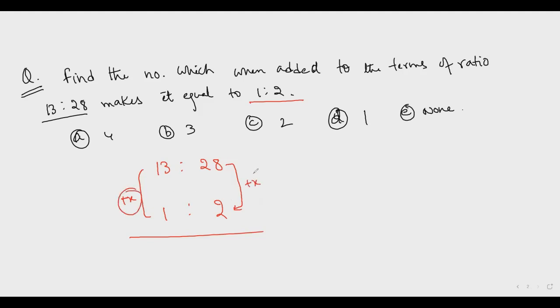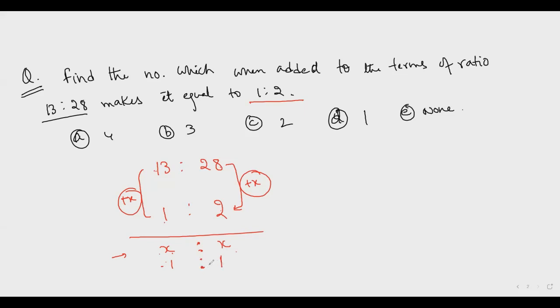So we add x to both. Is that okay? So for 1:2, the difference between 13 and 1 is going to be x, and between 28 and 2 is also going to be x. If you find the ratio, this is like saving, whereas in income and expenditure we work on the ratio of savings. Now the ratio of x is 1:1. Is that okay?